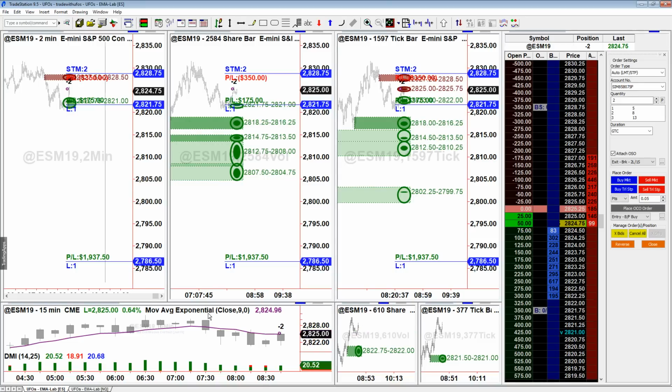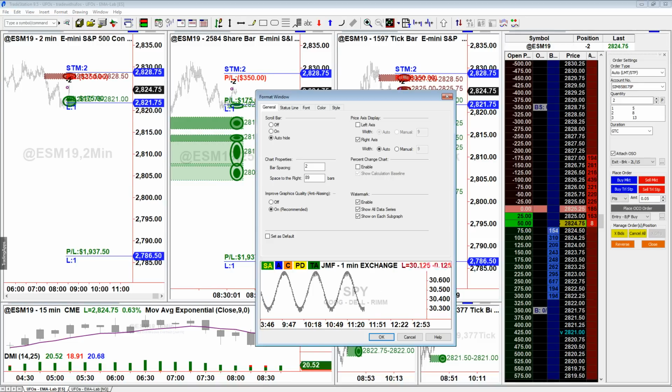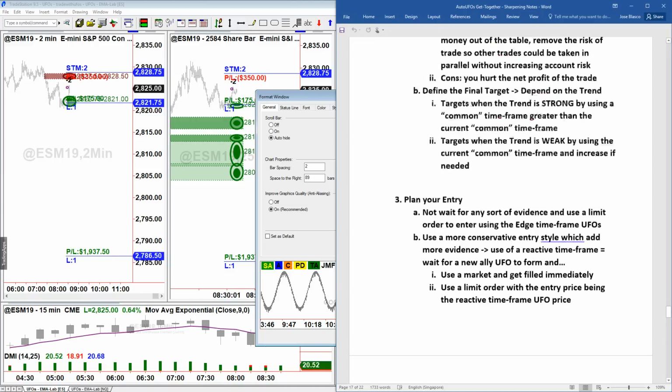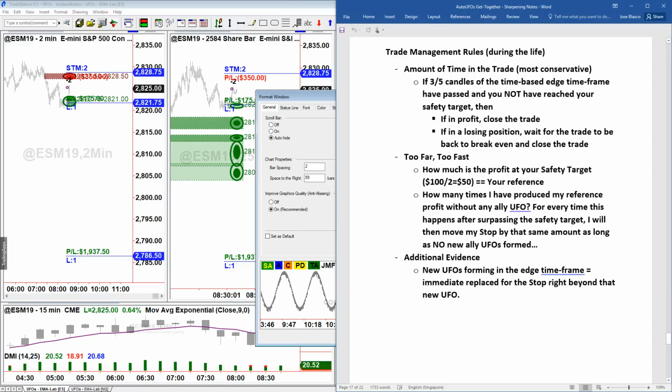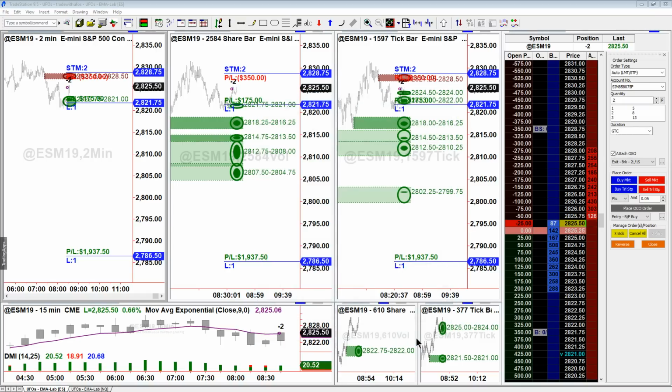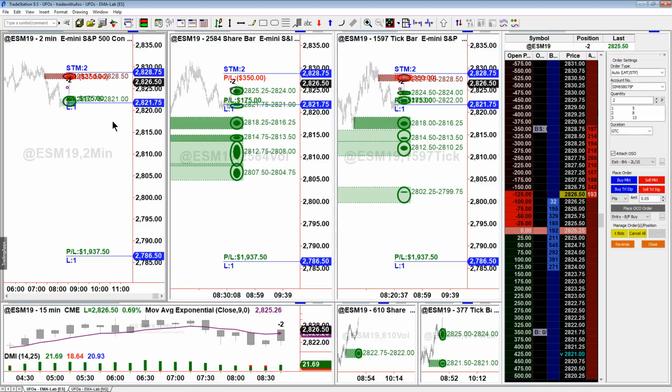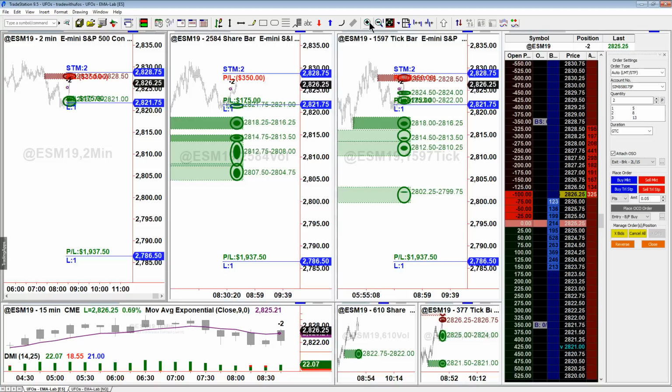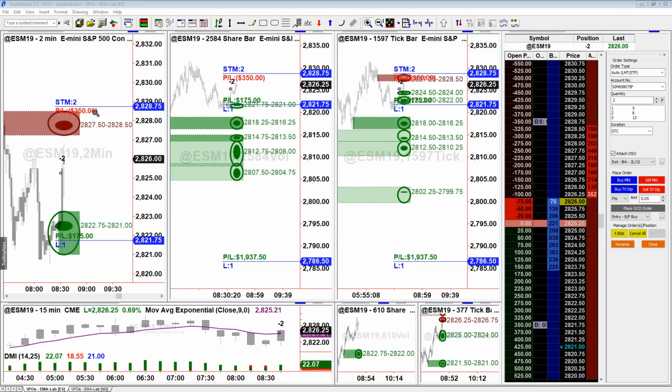Anyway, so I want to flash very quickly as well the trade management rules that we have. Okay, because now we're gonna be looking at time stops, too far, too fast. You know, we have a collection of rules for us to take into consideration. So remember, on the left side, we have a time-based chart. Let me see if I can zoom in. Yeah. So we have a time-based chart.